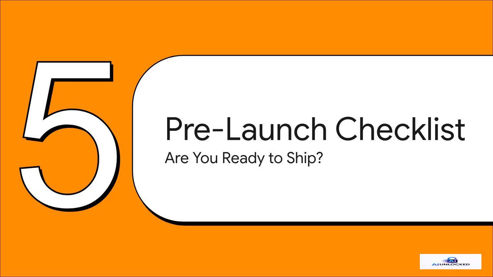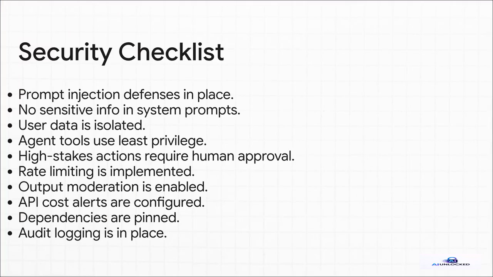So with all that said, how do you actually put this into practice? Let's boil everything we've talked about down into a final pre-launch checklist to see if you're really ready to ship. Here it is. This is your pre-launch sanity check. It covers all the critical bases we've gone over. Having strong defenses against prompt injection, making sure user data is totally isolated, applying that principle of least privilege to your AI agents, and having financial guardrails like rate limits and cost alerts all configured. Seriously, don't ship without it.